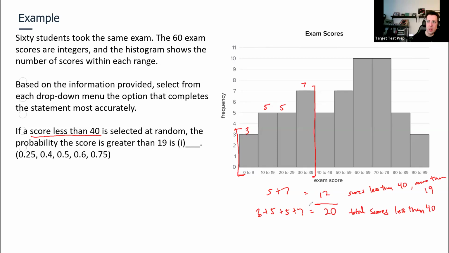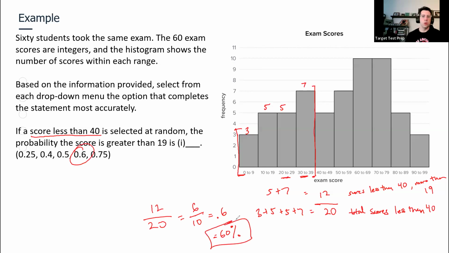So the total number of possible outcomes that are scores less than 40 is 20. Then the number of scores that are within that range but are greater than 19 is these between 20 to 29 and 30 to 39. There's 12 of those total. So 12 out of 20, which then reduces to 6 out of 10. Or if you want to do it as a decimal, 0.6 or 60%. Right. So the probability within that range of picking a score greater than 19 is 60%, 0.6.